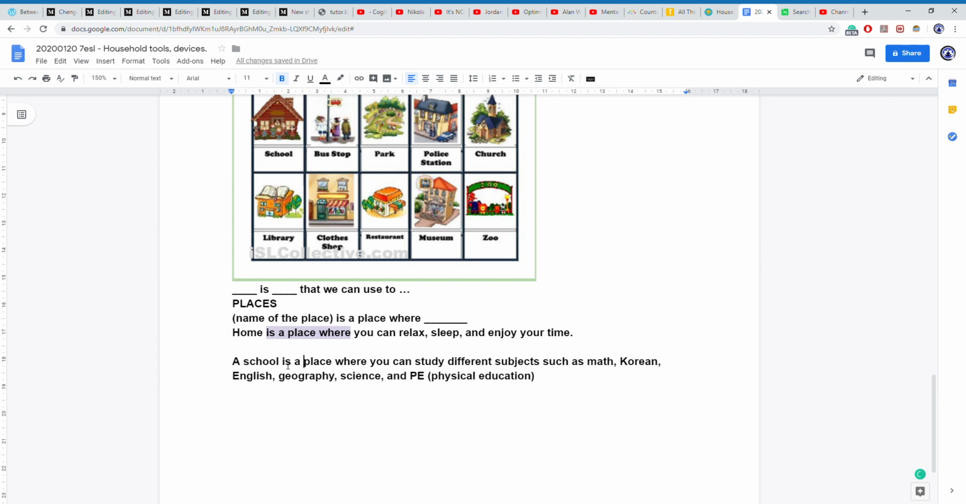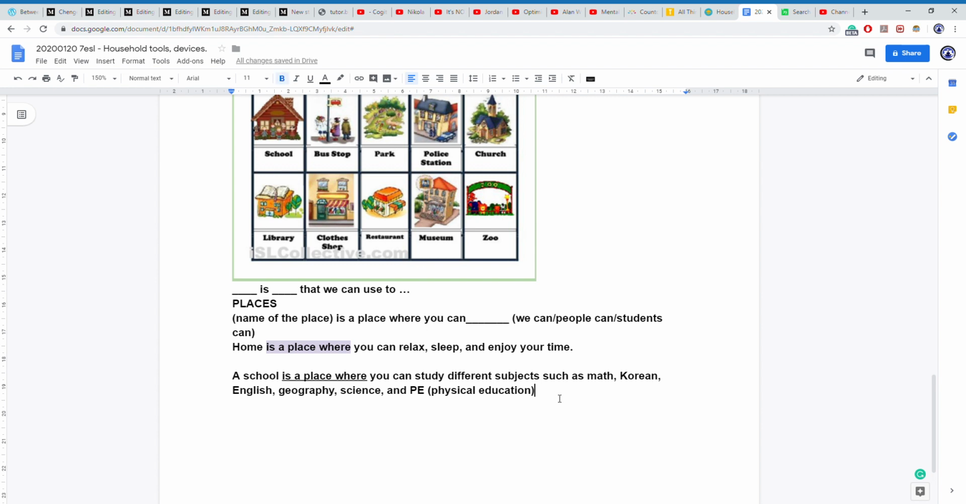So this is your pattern. A school is a place where you can study different subjects such as. Now also keep in mind you can change this "you can." You can say instead of "you can," "we can," or "people can," or in case of school you can say "students can." It doesn't have to be always "you," right? But remember just this one, and then you will be able to use it. Is a place where you can do something.